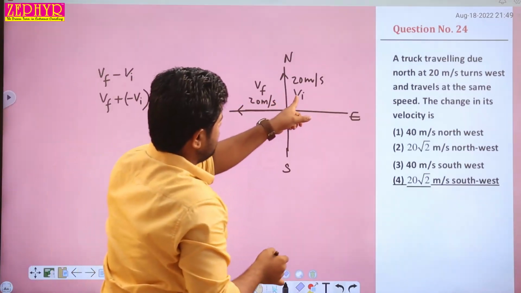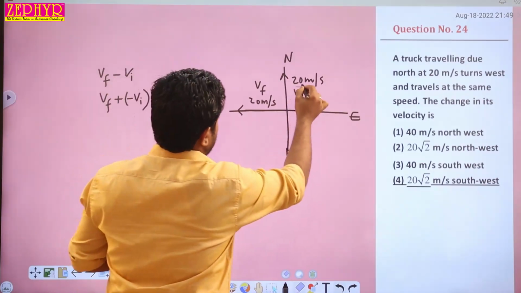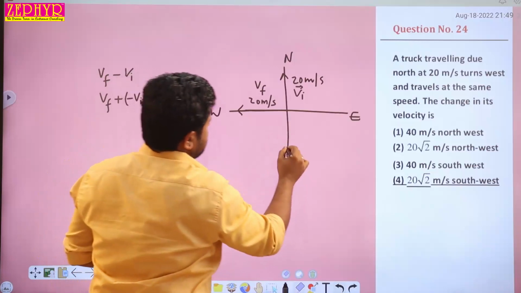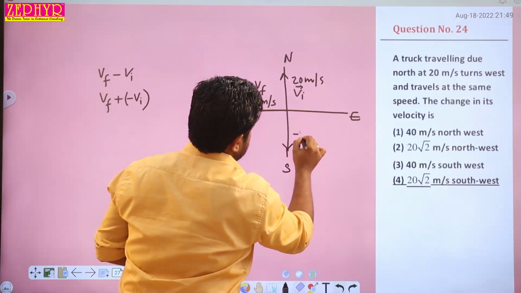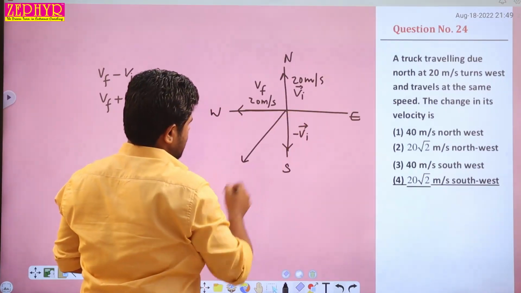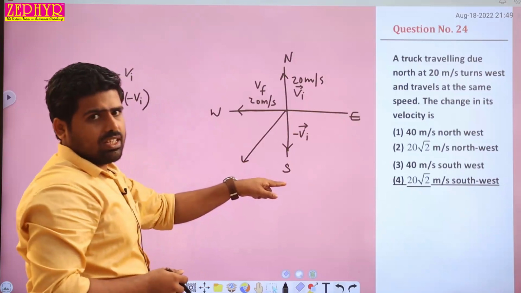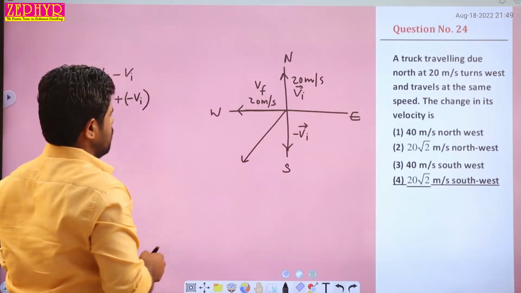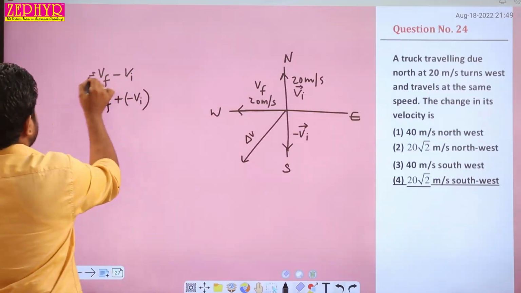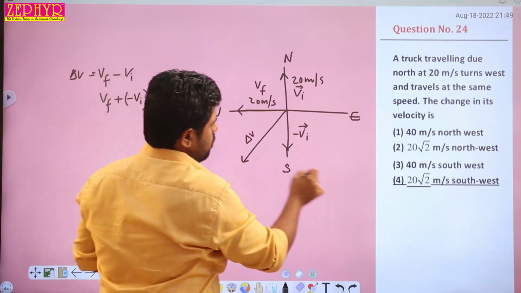Okay. That means I consider the negative vector of Vi vector. Okay. That means the negative vector is acting in the downward direction. So now this one is minus Vi vector. Okay. So its resultant is acting in this direction. Okay. One vector is acting in this direction and the other vector is acting in this direction. Then this one is the change in velocity. Okay. Delta V. It is the change in velocity. So here its value is 20 root 2.